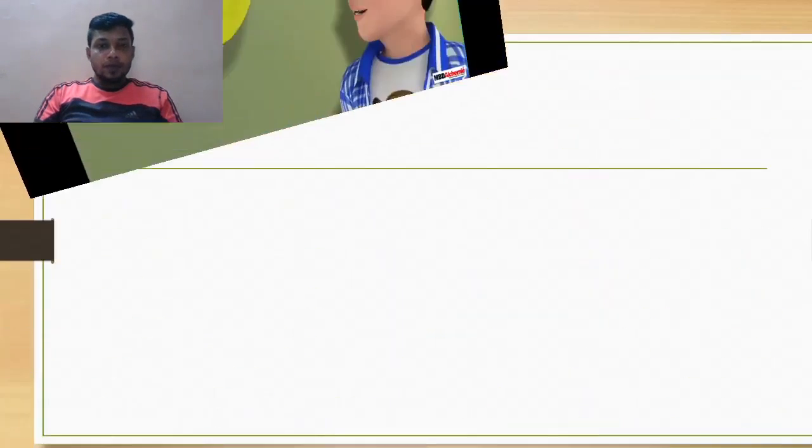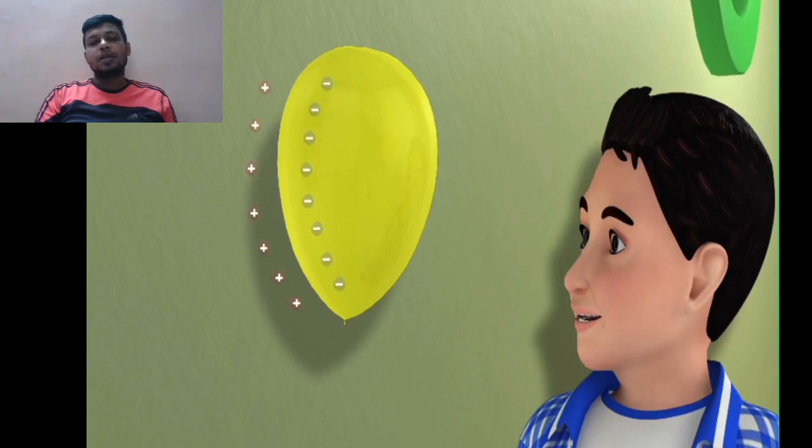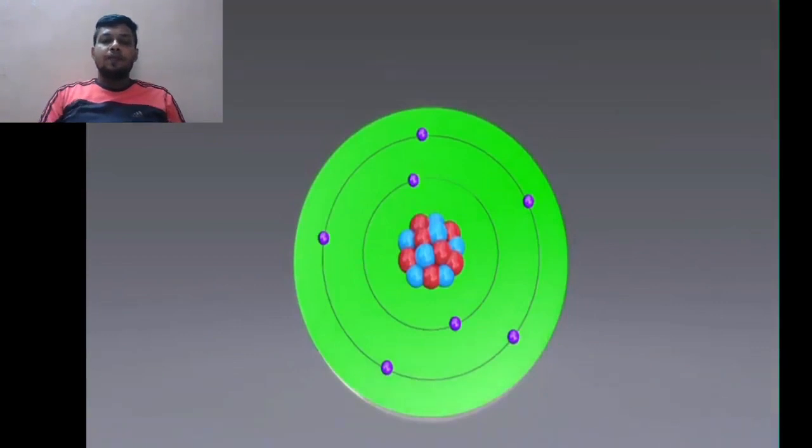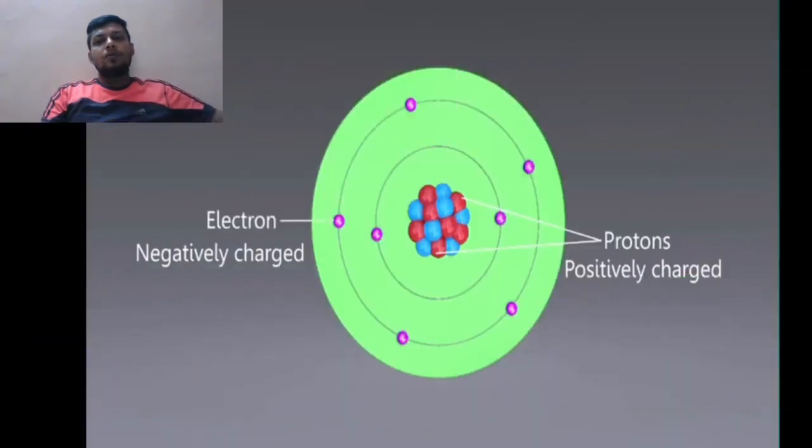Because of this, the balloon will stick to the wall. To understand this, we should understand the topic of the atom. So what is an atom? This is an atom. Here you can see in the nucleus there are protons and neutrons, and electrons are orbiting around the nucleus in a fixed path. Here we can see that the electron is negatively charged and the proton is positively charged.